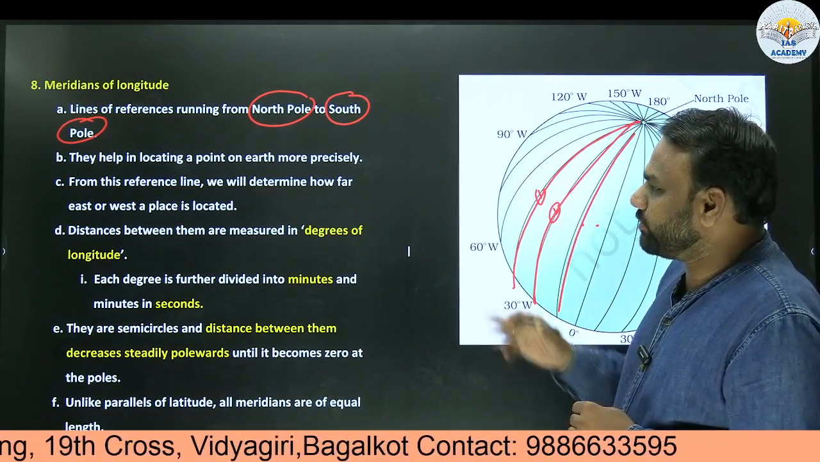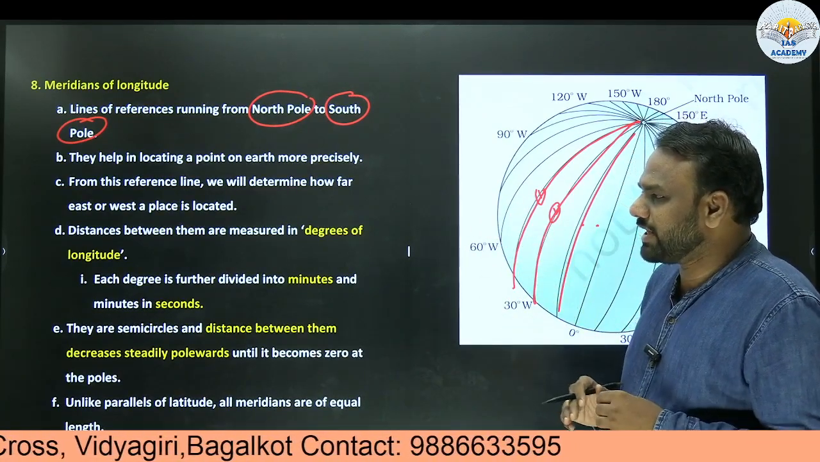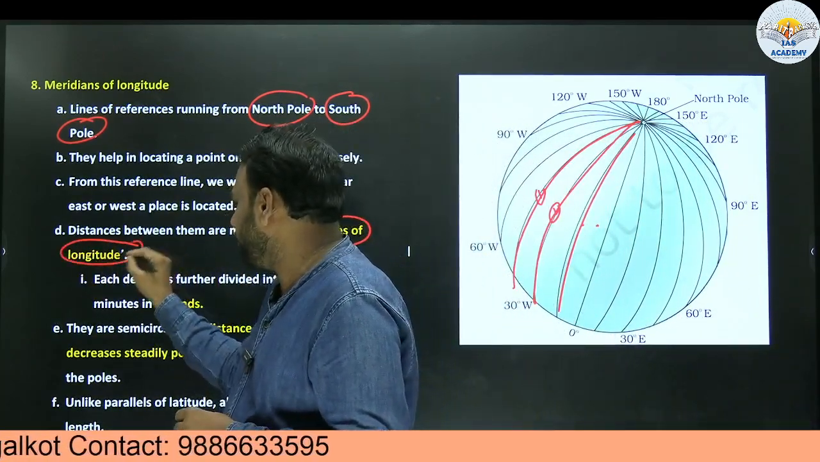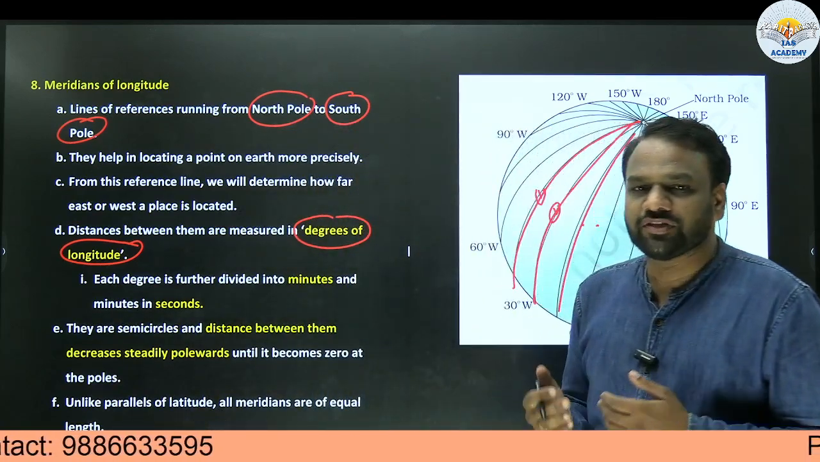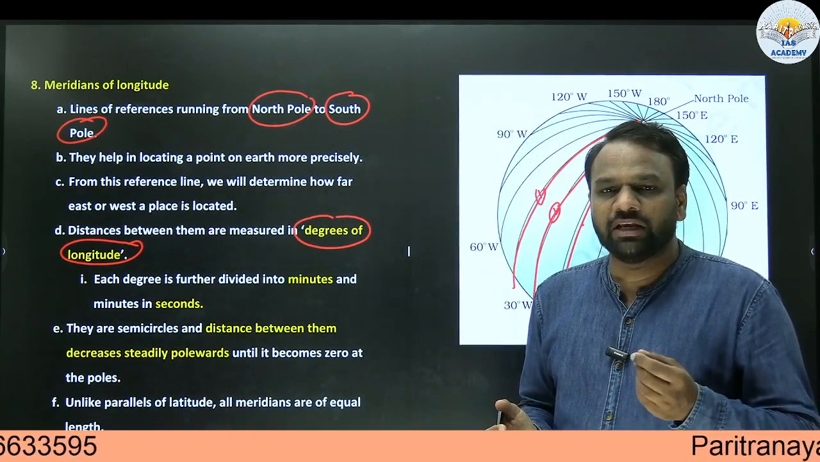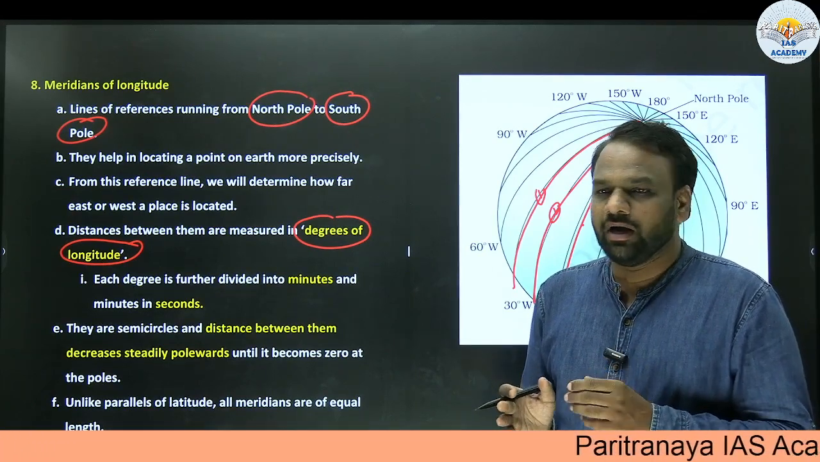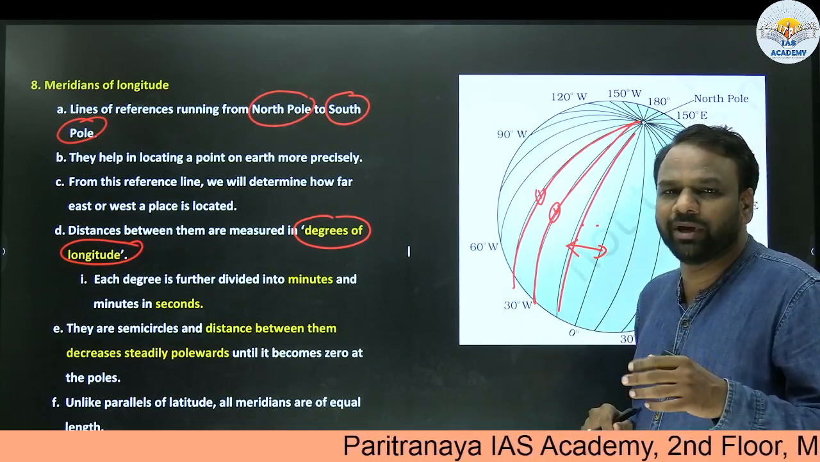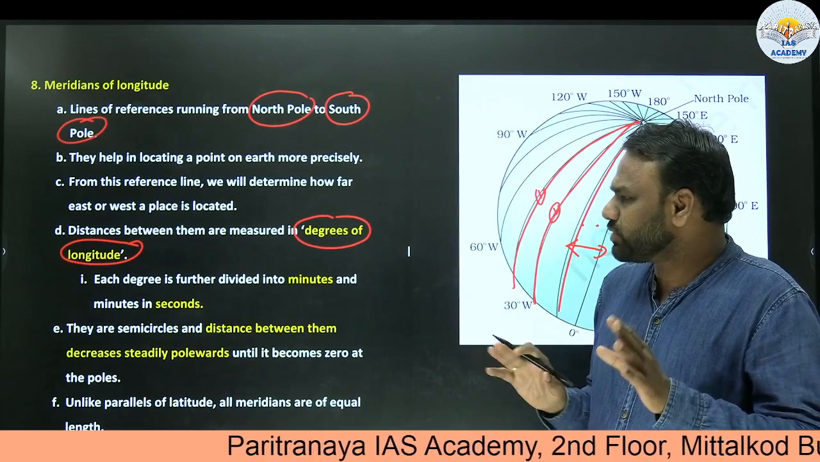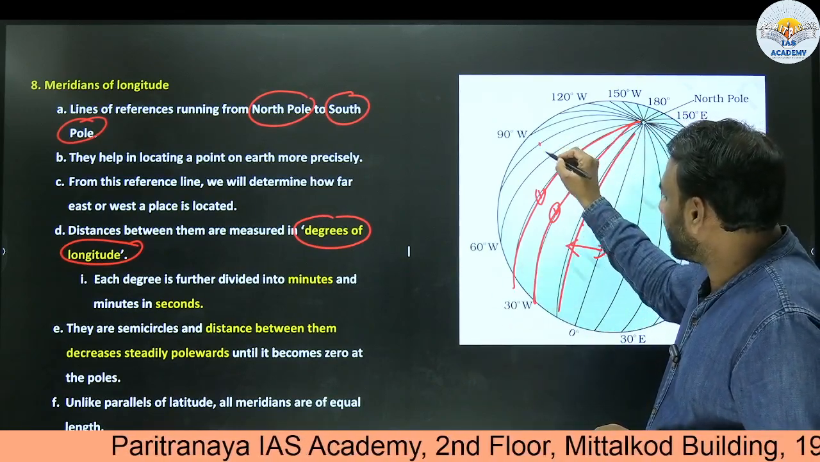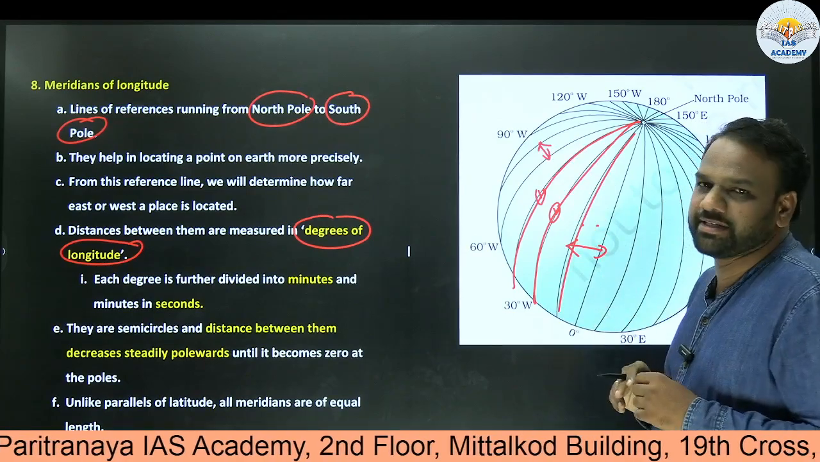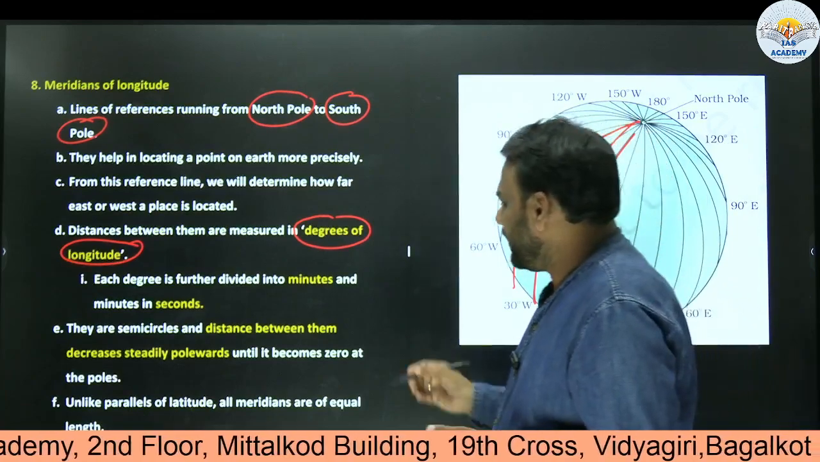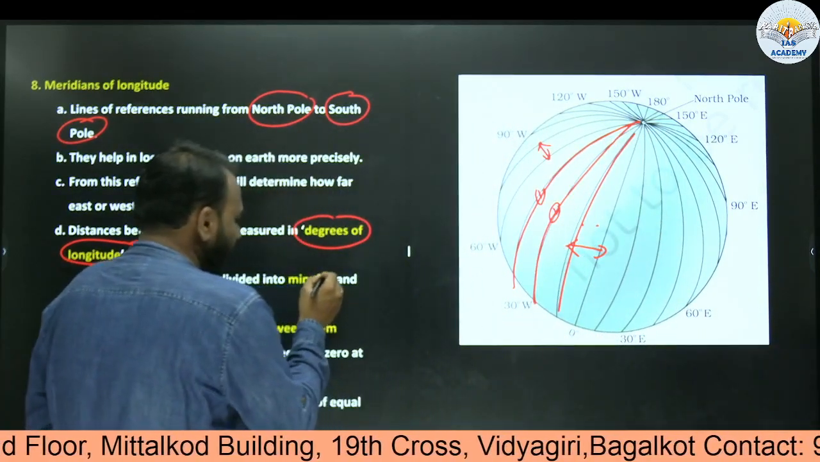They help in locating a point on Earth more precisely. How exactly? First, we shall understand that distances between them are measured in degrees of longitude. Generally, for physical distance between two places, we use kilometers or meters, but here the distance between two longitudes is measured in degrees. Initially you may get confused, but don't. For the time being, assume that between two longitudes, distance is always measured in degrees: 1 degree, 2 degrees, 3 degrees, and so on. Next, each degree has many minutes.